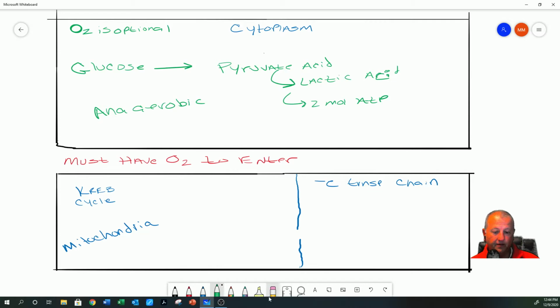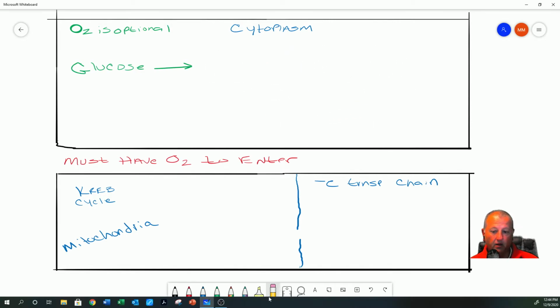All right, so let's get rid of that and show you what it looks like with oxygen. The glucose comes over, it meets up with oxygen, and it's going to make a few things. It makes pyruvate acid. It's going to give us two pyruvates, and in these pyruvates, they're going to be carbon chains.